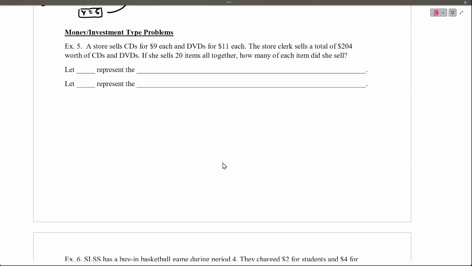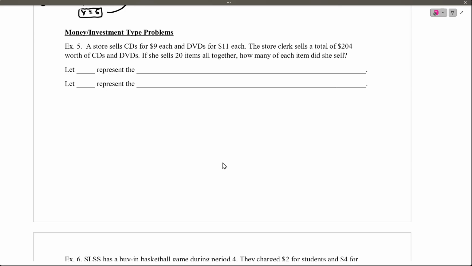So let's read our problem. So money investment type problem. A store sells CDs for $9 each and DVDs for $11 each. The store clerk sells a total of $204 worth of CDs and DVDs. If she sells 20 items altogether, how many of each item did she sell? So that last part of the statement kind of gives away what we're trying to calculate here. We're trying to calculate the number of each type of item, how many of each item.